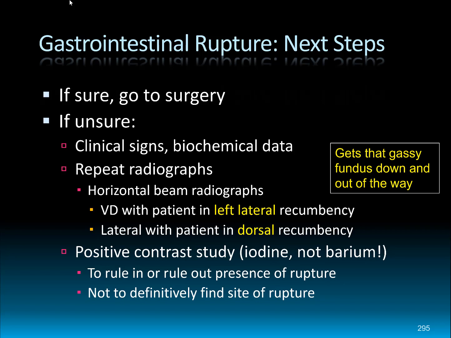So you can do a VD view with the patient in left lateral recumbency, so lie them on their side and go from ventral to dorsal, or do a lateral view with the patient in dorsal recumbency. So your X-ray beam is going side to side, and then any gas cap should collect up near the sternum in the kind of deepest part of the abdomen. A positive contrast study is certainly reasonable. Again, remember, use iodine, not barium. It's a good way to really see that there is or is not a rupture. You may not definitively identify exactly which loop that rupture is in, but it certainly identifies that there is contrast medium leaking from the GI tract into the peritoneal space.